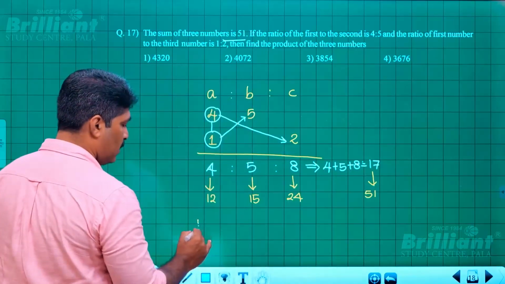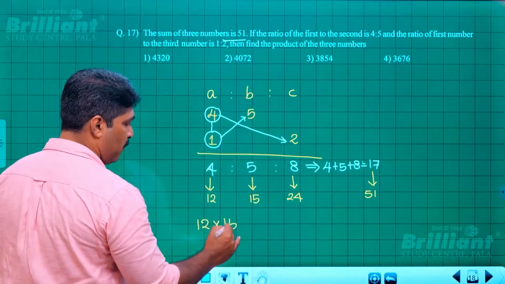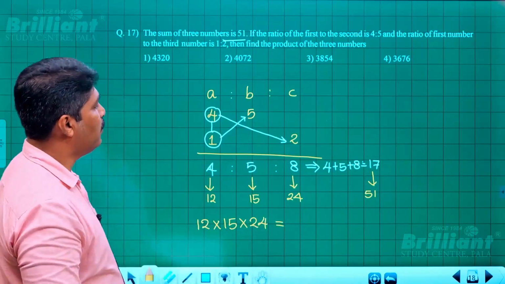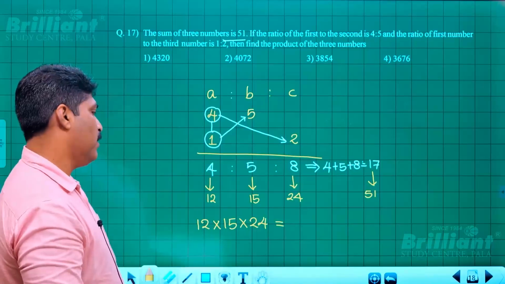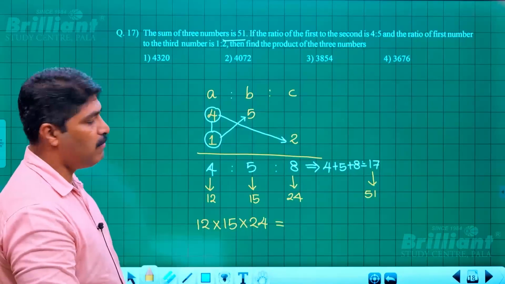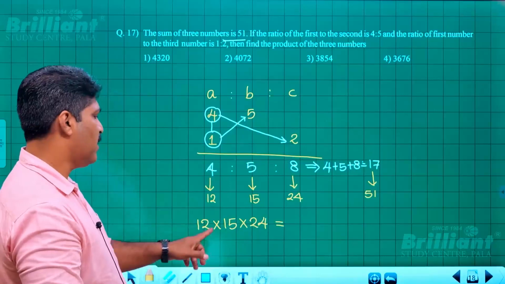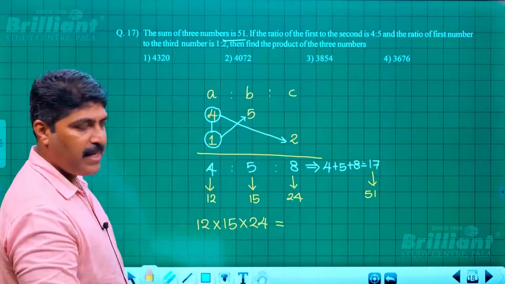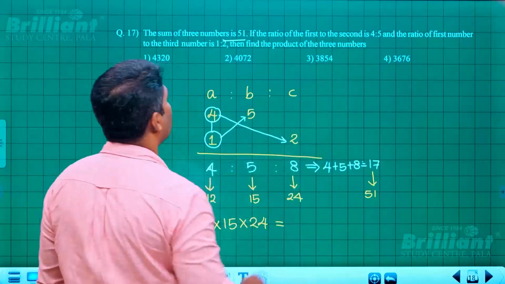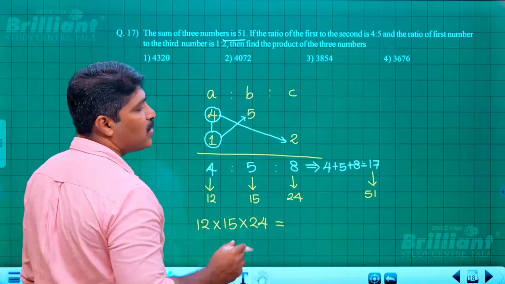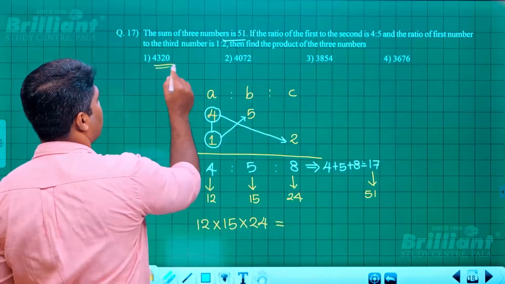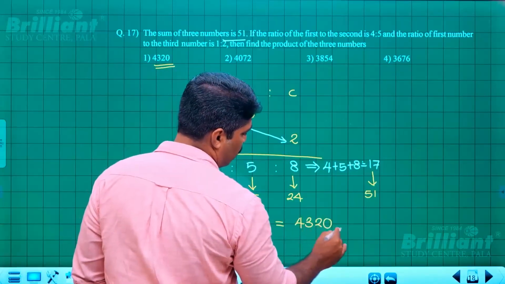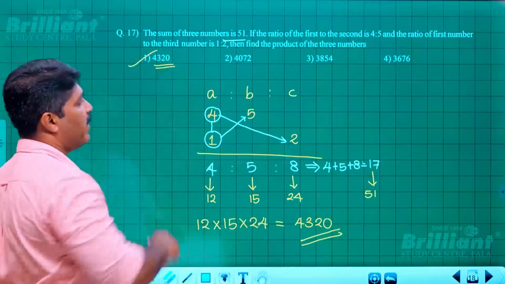So here the product is 12 into 15 into 24. Just observe, what should be the unit digit of this operation? That will be equal to 0, right? So look at the options. How many of them end with a 0? There is only one option here, so that will be the answer. The answer is 4320. Good. Like this way, we can reach the conclusion.